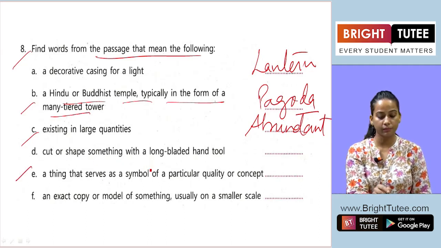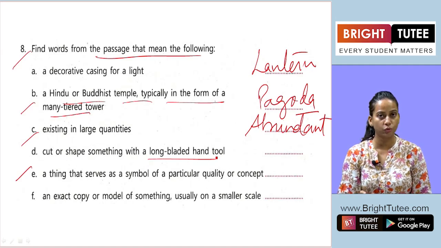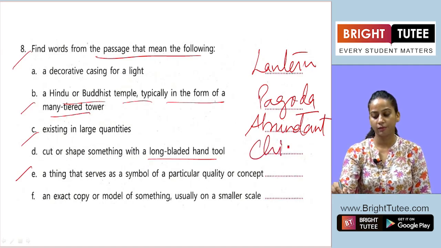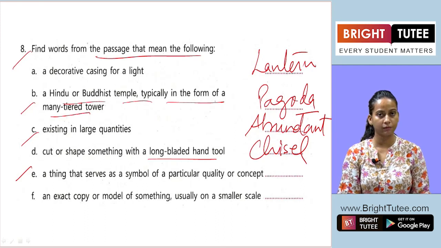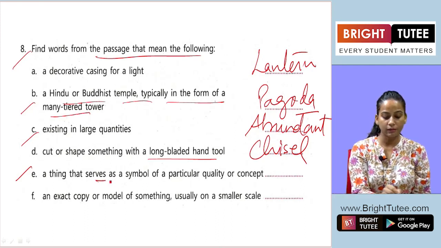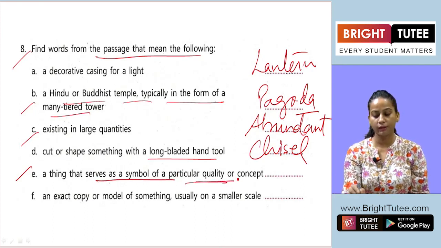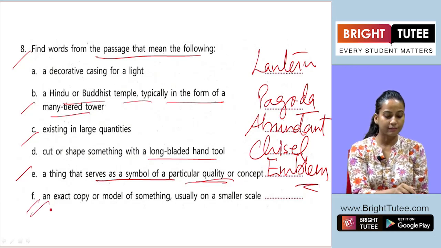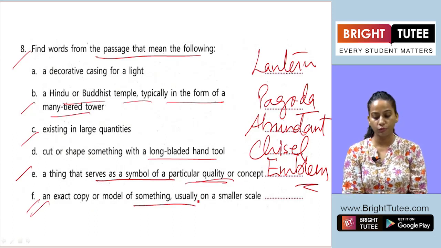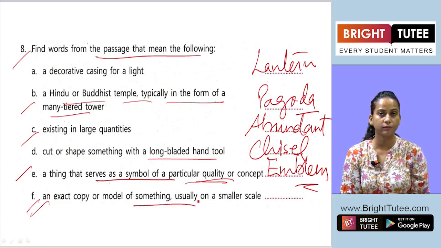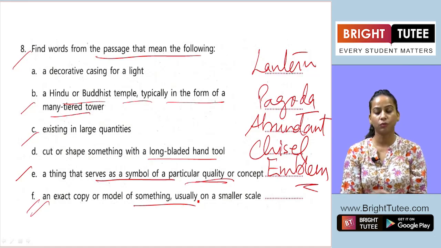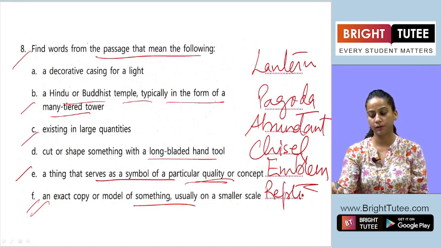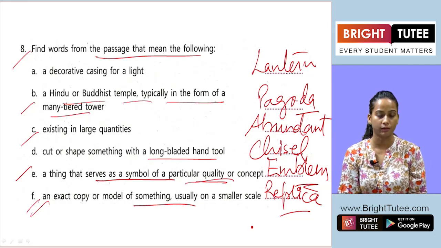Cut or shape something with a long-bladed hand tool. That is chisel, and that word is also given within the passage. Then, a thing that serves as a symbol of a particular quality or concept. That is emblem, clear, representing the particular as a symbol of something. An exact copy or model of something, usually on a smaller scale. That is going to be replica, a replica of something or the copy of something.